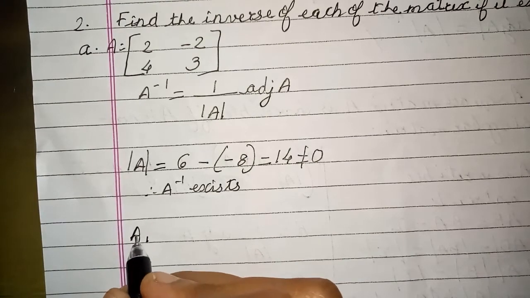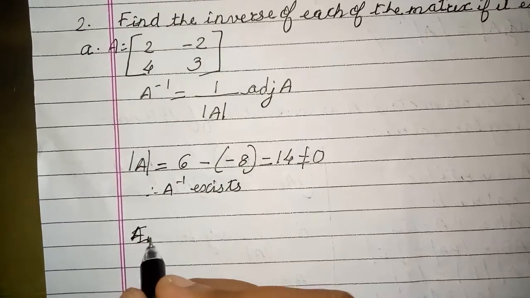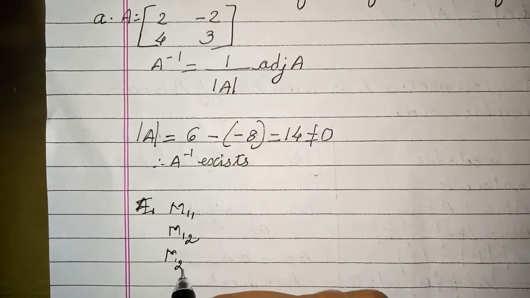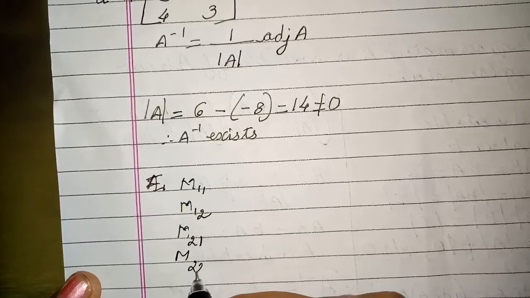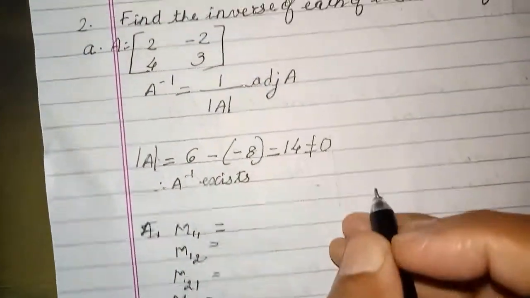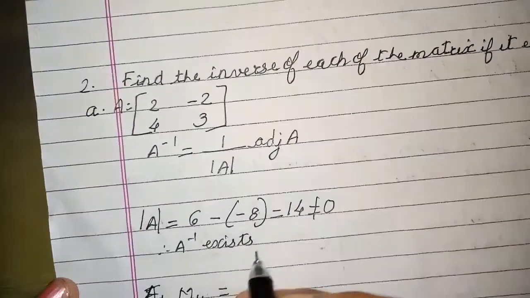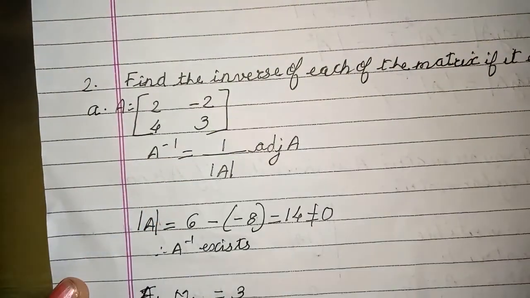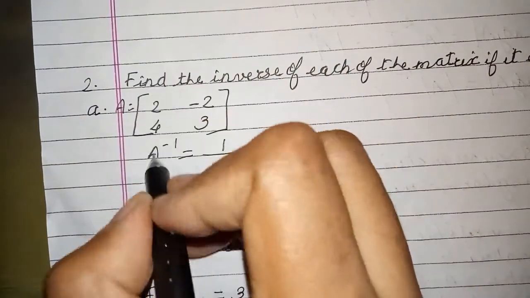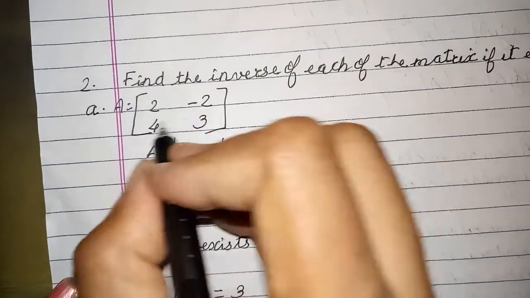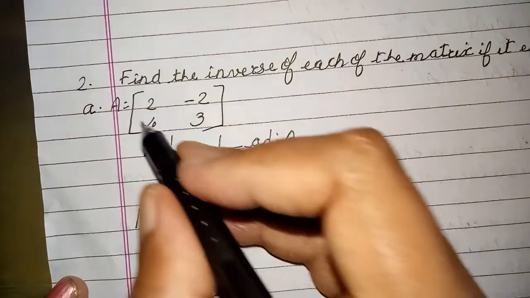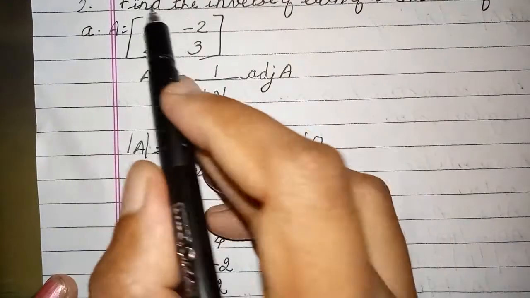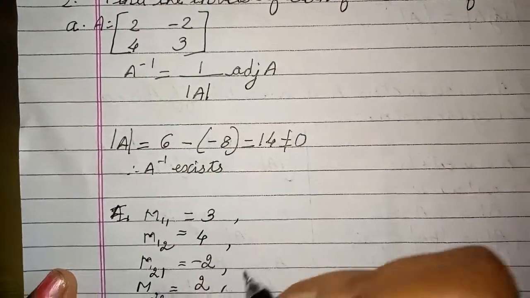Now same as the previous problem, let us write this: M11, M12, M21, M22, because it's a 2 cross 2 matrix. So M11 means first row, first column. M12 means first row, second column. M21 means second row, first column. M22 means second row, second column. You can see, children, all the entries are repeated here, I mean coming once here. Now let me write the answers.